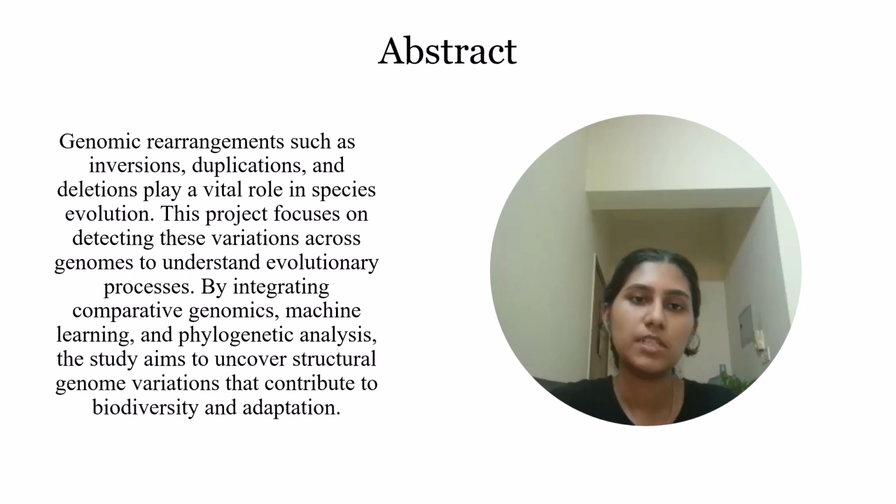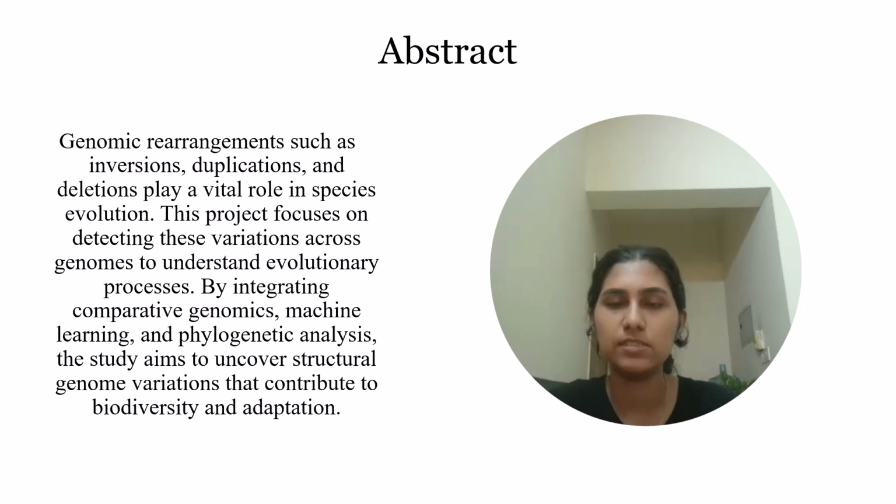The common genomic rearrangements, such as inversions, duplications and deletions, can significantly influence how species evolve. Here we'll be detecting these rearrangements between different genomes using comparative genomics for alignment and comparing the genome structures, and then phylogenetic analysis to understand the evolutionary relationships.